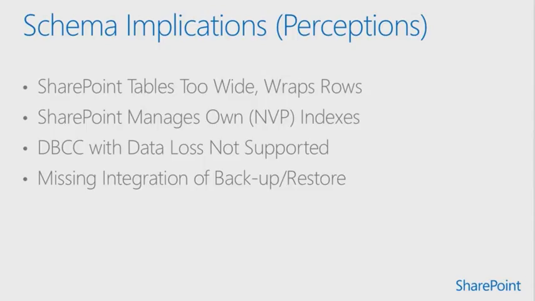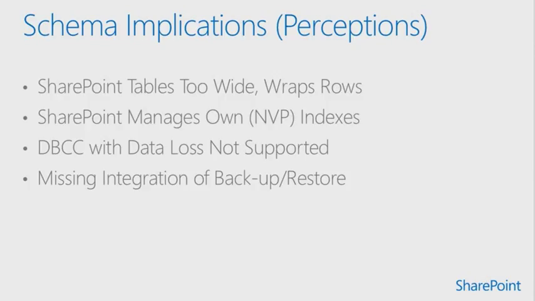As you think about some of the schema implications or some of the perceptions, at least around SharePoint, a lot of the perceptions are really that SharePoint's tables are too wide, that they wrap rows. Basically what a wide table is, it's a table that has a defined column set. Wide tables use sparse columns, particularly in SQL Server 2012, to increase the total number of columns that a table can have to 30,000. And then the indexes and statistics are also increased from 1,000 to 30,000. But the maximum size of a wide table row is 8,019 bytes.